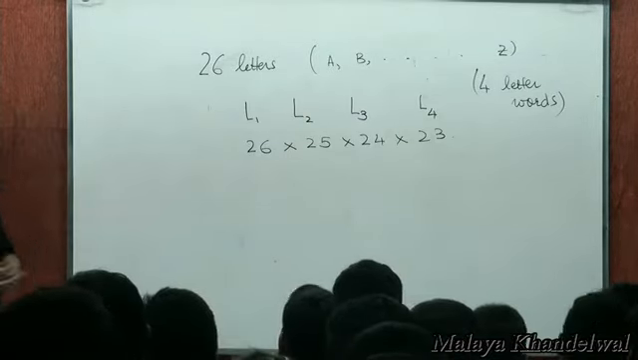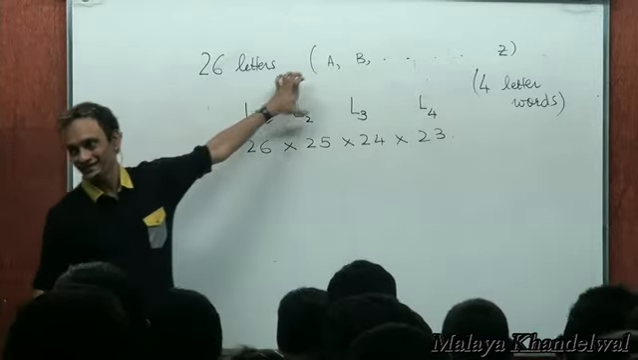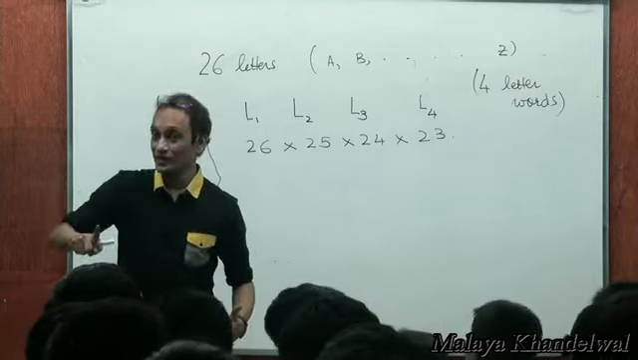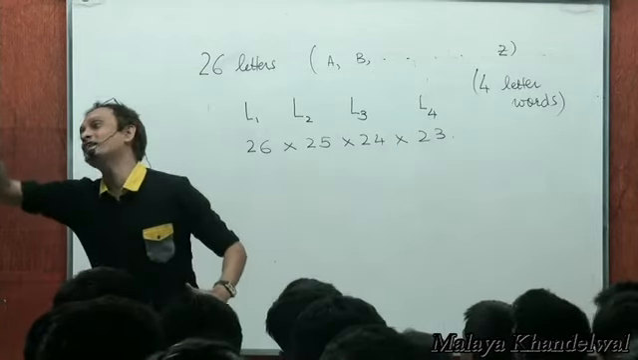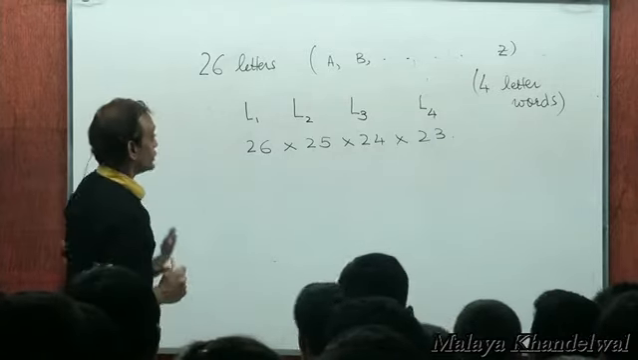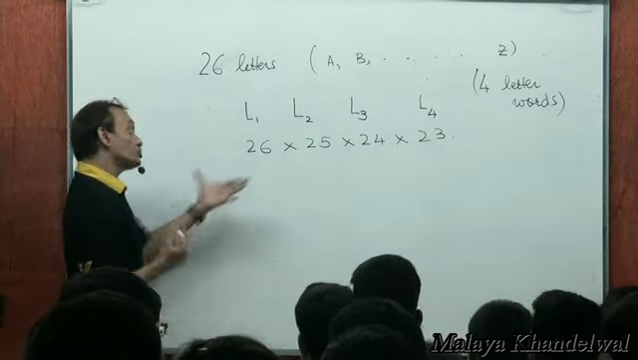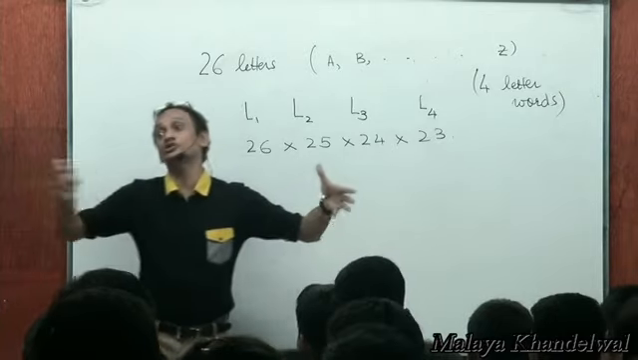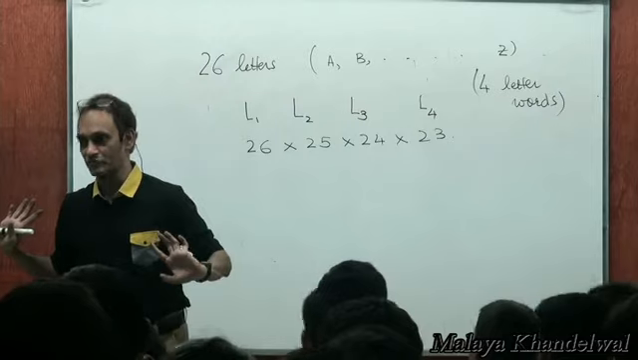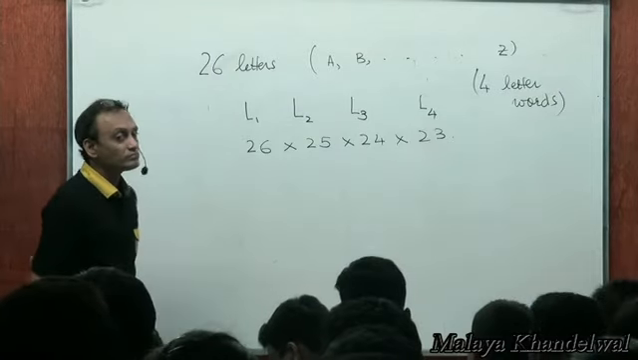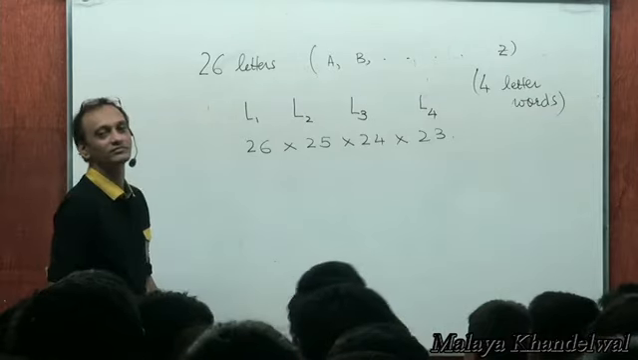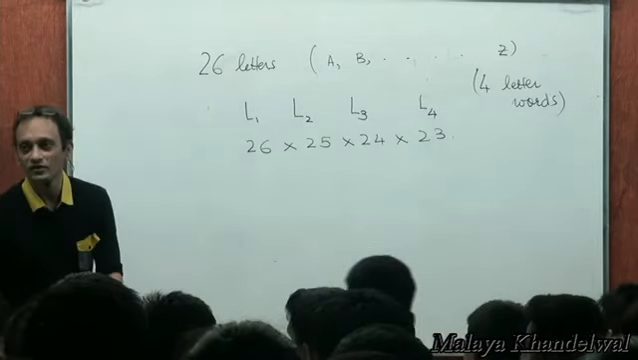Why words? Because the order is built into it. The moment I fill spaces, I am building order. Yes or no? Yes, sir. ABCD will be different from ADCB. So these many 4-letter words could be created out of 26 alphabets without repetition.